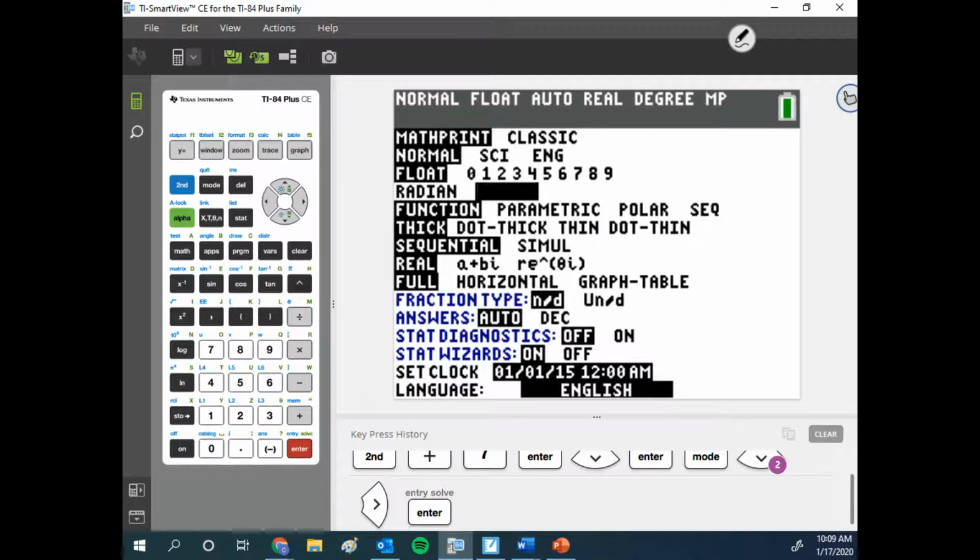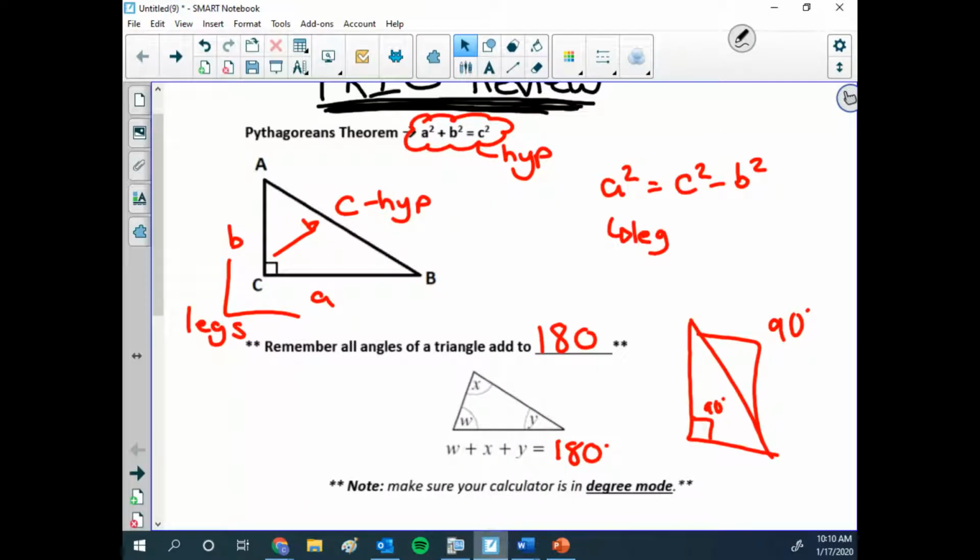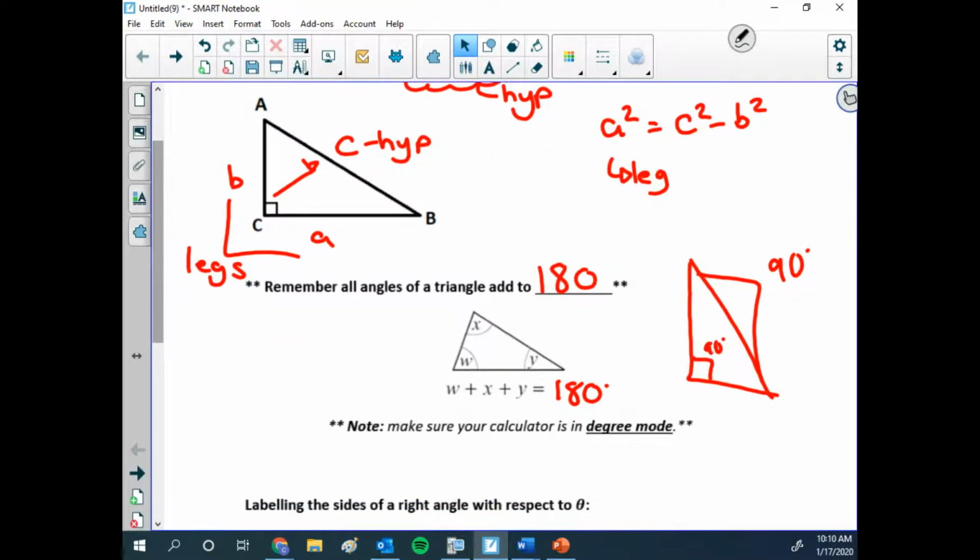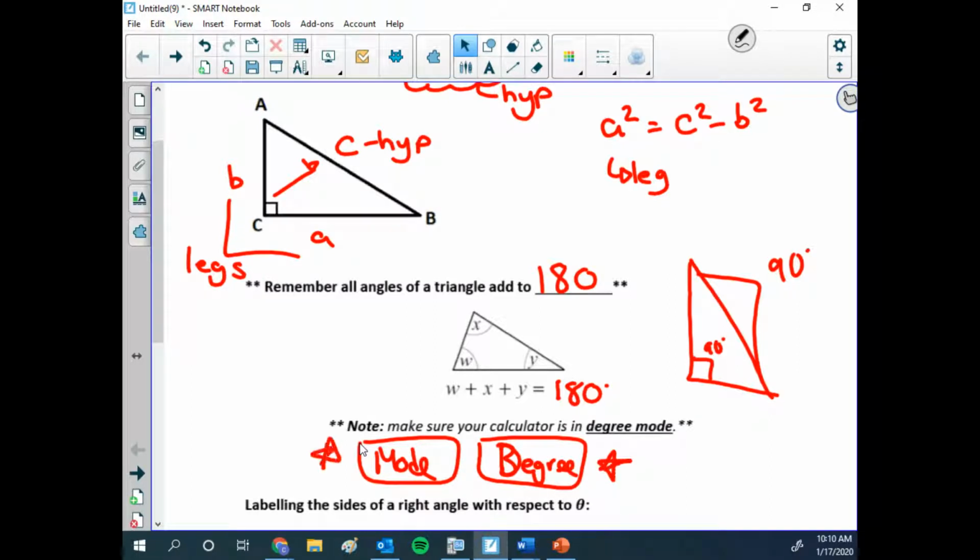Otherwise, every single question for the trig unit is going to be wrong. So really make sure that you pay attention. The newer calculators tell you, at the very top right here, that it's in degree. The older ones don't tell you that. So just make sure that you're confident that it's in degree mode before you try and solve any questions. Remember, you're going to check mode, and then you want that highlighted in degree. Oh, that's a B, degree.